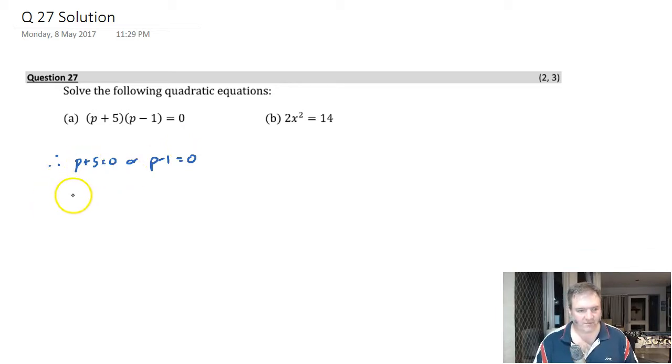Subtract 5 from each side, and I've got p equals negative 5, or add 1 to each side for the second equation there, p equals 1.